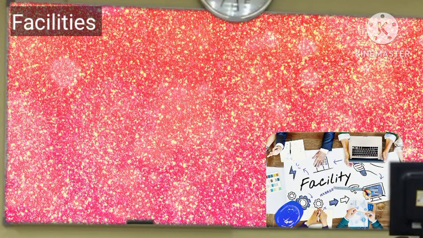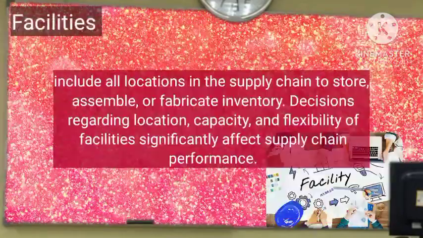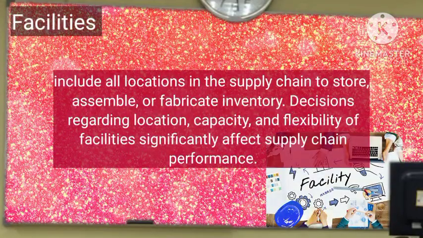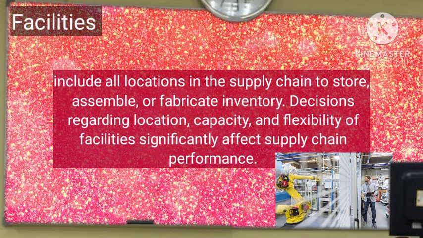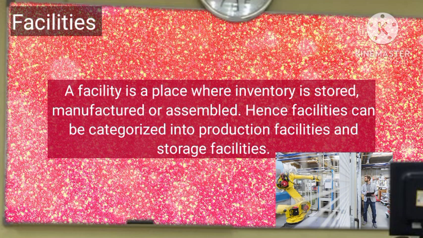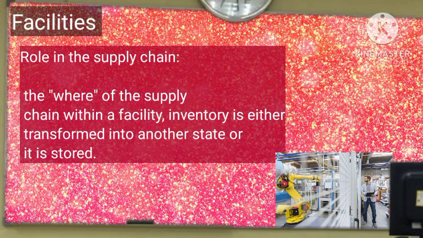The first driver is facilities. Facilities include all locations in the supply chain to store, assemble, or fabricate inventory. Decisions regarding location, capacity, and flexibility of facilities significantly affect supply chain performance. A facility is a place where inventory is stored, manufactured, or assembled, hence facilities can be categorized into production facilities and storage facilities.